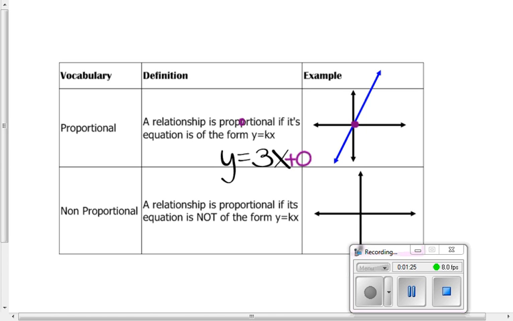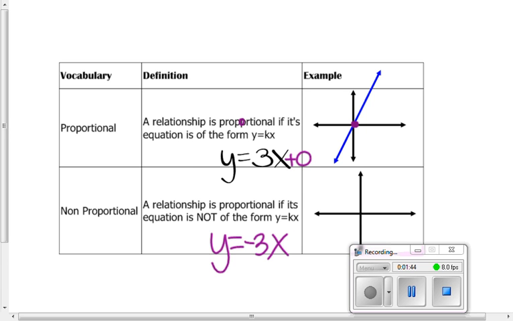Let's go on to non-proportional. Basically, if it doesn't fit into the form y equals kx. So what about this? Is this proportional? Yes, it is. It is actually proportional because k, your constant of proportionality, is just -3.